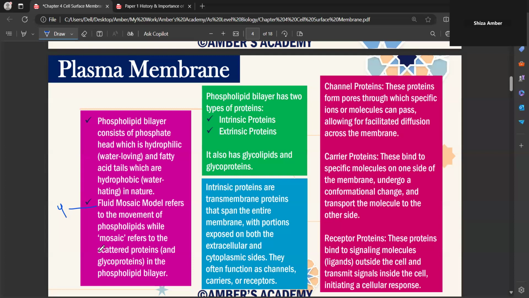So mark this word: scattered protein is the most significant keyword of your script. You'll often find scattered protein in your marking schemes as well. So this is a keyword that will give you 1 mark. All right, and this movement of phospholipid, this is another keyword that should be a part of your script while you answer fluid mosaic model. So side by side, I'll also let you know the keywords that should be in your script.